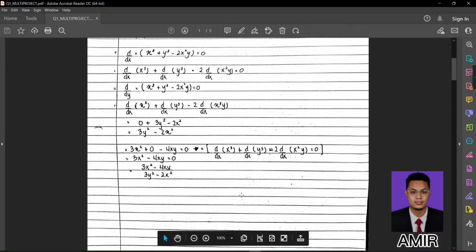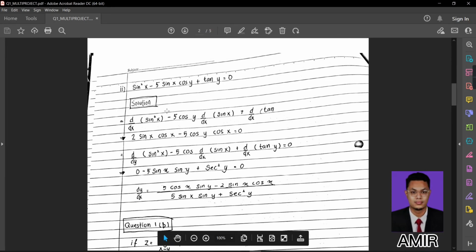So for another part, the equation is sin to the power of 2 of x minus 5 sin x cos y plus tan y equals 0. For the solution, d over dx, differentiate all of the equation. We will get 2 sin x cos x minus 5 cos y over y cos x, and then differentiate d over dx, and also differentiate d over dy. After that, combine the differentiation, we will get this.